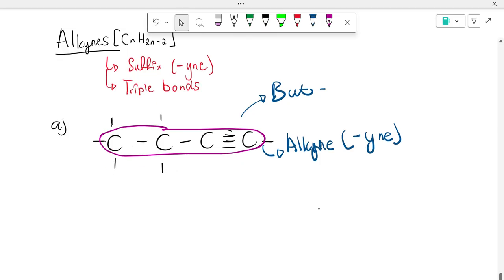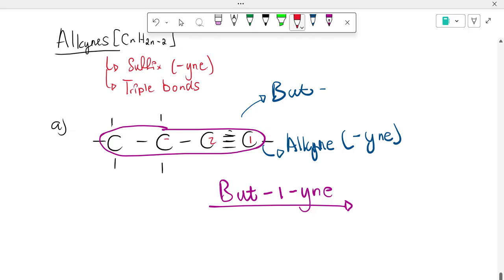Okay, so what will the name of this compound be? The name of this compound will be but-1-yne. Why is it but-1-yne? Because on carbon number 1, I have my triple bond. Notice how I started counting from the carbon closest to the functional group. This is our functional group. The carbon closest is the carbon with the smallest number, and that's carbon number 1.